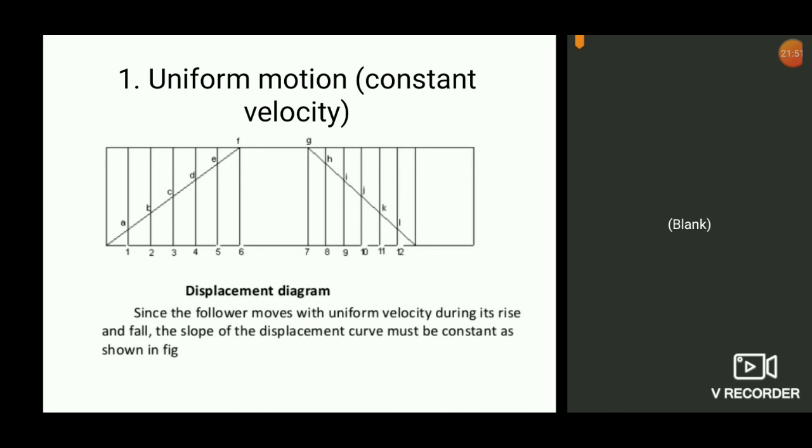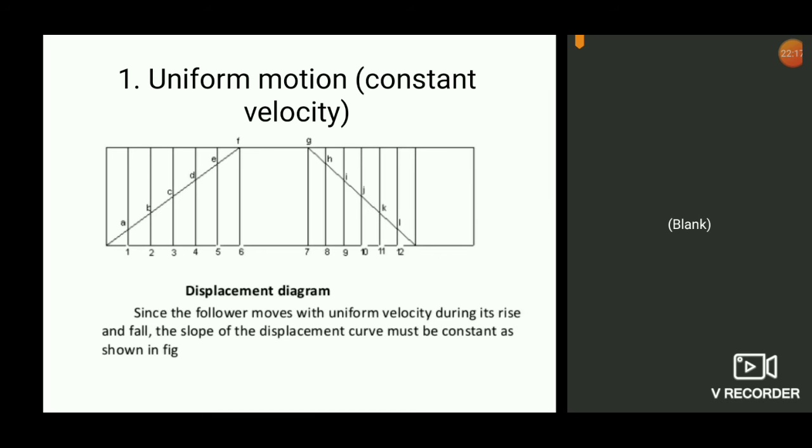So this is the first type, uniform motion or constant velocity. Uniform velocity we'll call the first type. It's very basic. Keep in mind that whenever we get a question for constructing the cam profile, all the cam profiles will be drawn based on the displacement diagram. The displacement diagram is very important when you draw a cam profile.